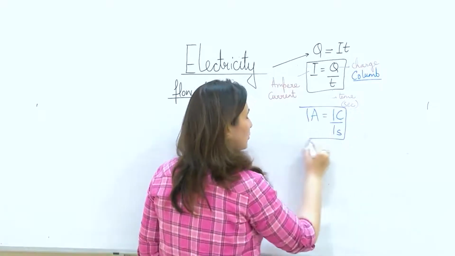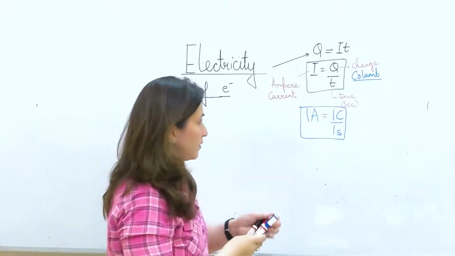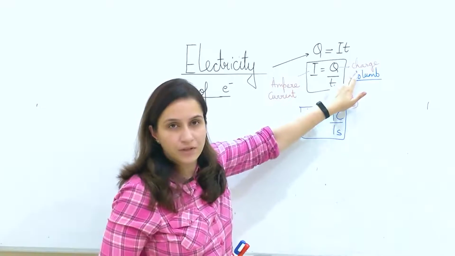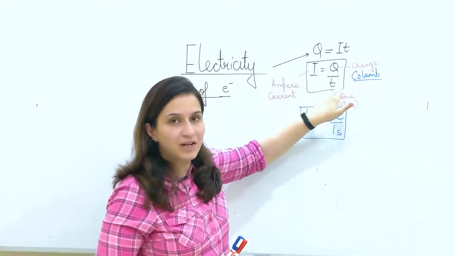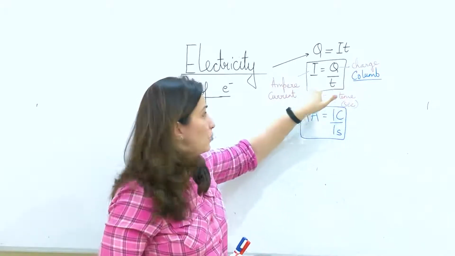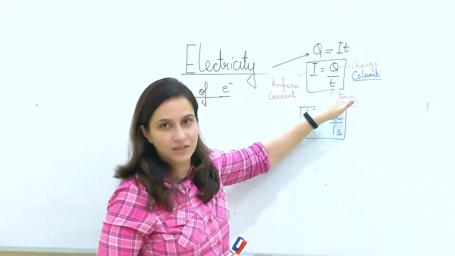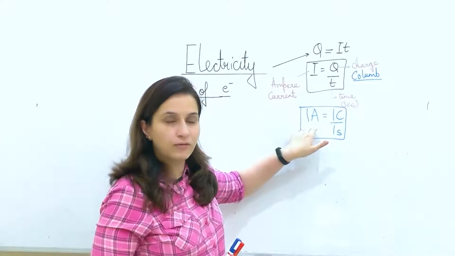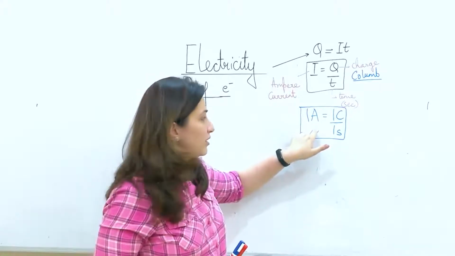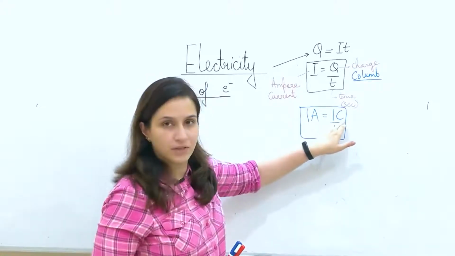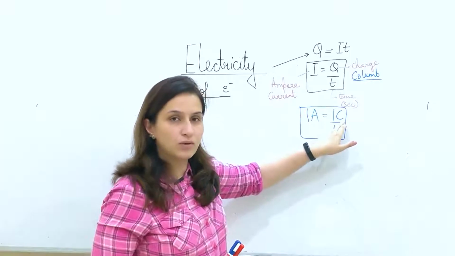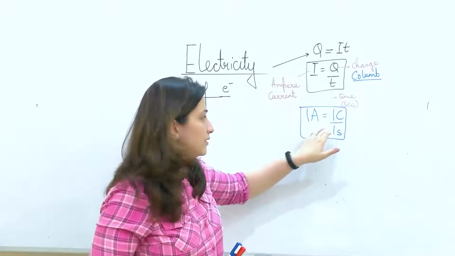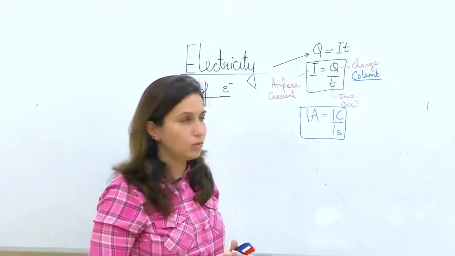Again, a very important question: what is current? Current is defined as the rate of flow of charge. I told you in the beginning, anything divided by time is known as rate. And what is ampere? 1 ampere is the rate of flow of charge of 1 coulomb flowing through a conductor in 1 second. I hope it is clear.